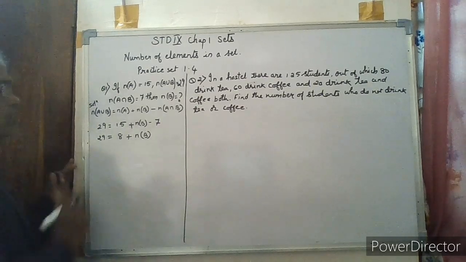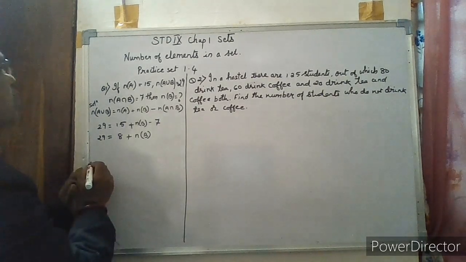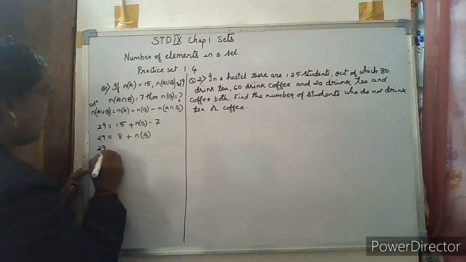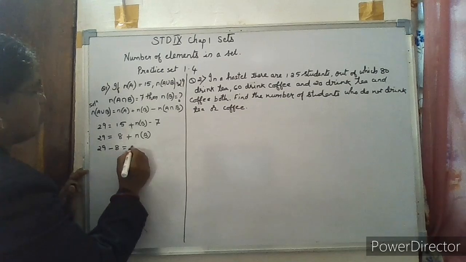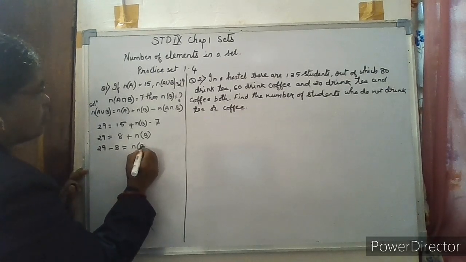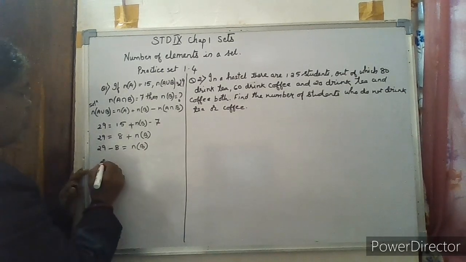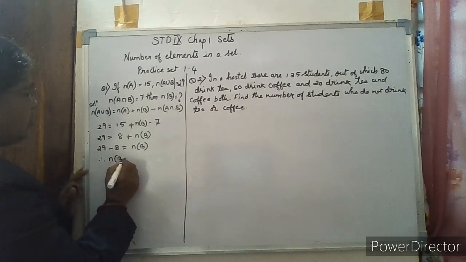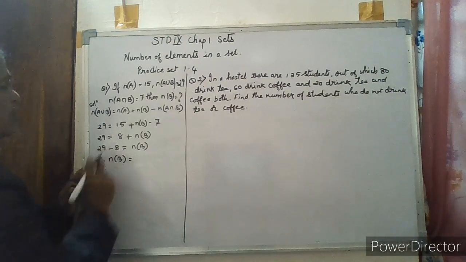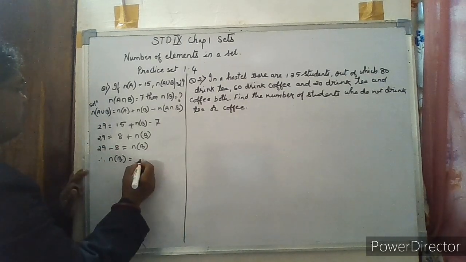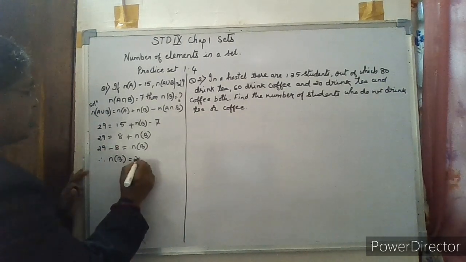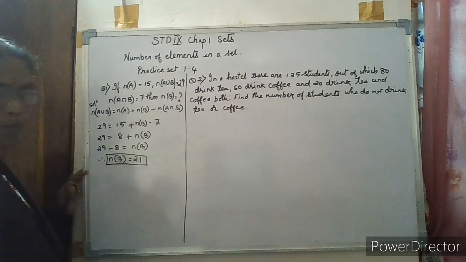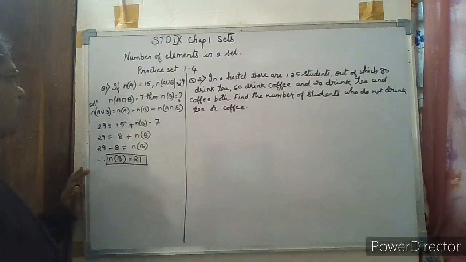Now bring this 8 to this side. So 29 minus 8 is equal to the number of elements of set B. Therefore the number of elements of set B, subtracting this, you will get 21. Therefore the number of elements of set B is equal to 21.